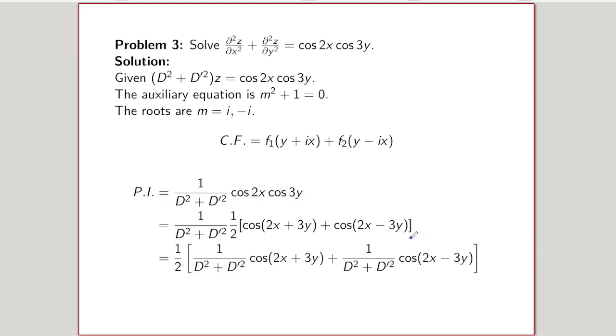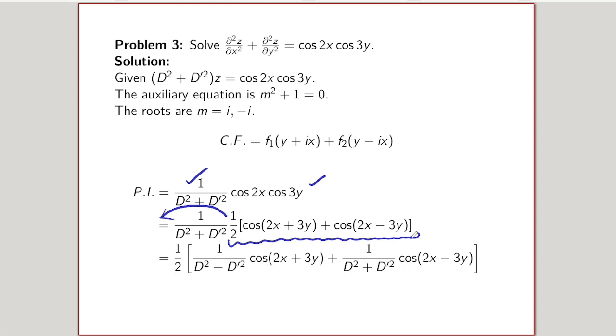So next, writing the particular integral, the same thing: 1 by D square plus D dash square, cos 2x plus cos 3y. This can be replaced with 1 by 2 [cos of 2x plus 3y plus cos of 2x minus 3y]. Since this 1 by 2 is a constant, I can take it outside the integral. So now multiplying this 1 by D square plus D dash square inside, we'll get this part.